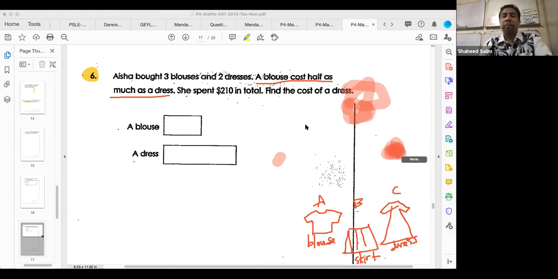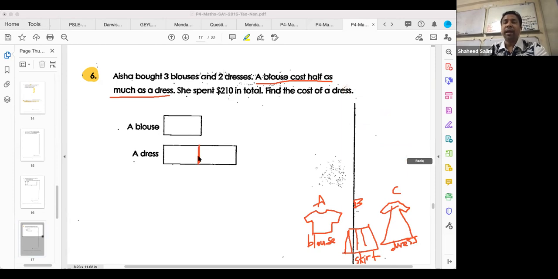Okay, so now a blouse costs half as much as a dress. Can you see it's half? We cut that down here. Then you draw 3 blouses. This is only 1, draw 3. 2 dresses. This is only 1, draw 2. So you draw the model, 3 and 2. Then you know how many units there are.